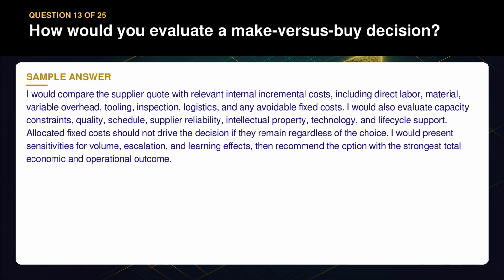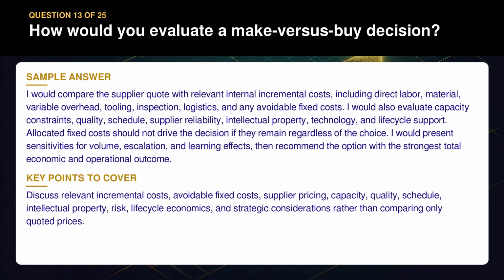I would also evaluate capacity constraints, quality, schedule, supplier reliability, intellectual property, technology, and lifecycle support. Allocated fixed costs should not drive the decision if they remain regardless of the choice. I would present sensitivities for volume, escalation, and learning effects, then recommend the option with the strongest total economic and operational outcome. Discuss relevant incremental costs, avoidable fixed costs, supplier pricing, capacity, quality, schedule, intellectual property, risk, lifecycle economics, and strategic considerations rather than comparing only quoted prices.